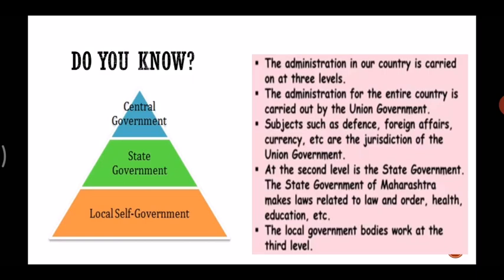The administration for the entire country is carried out by the union government. Union means entire country. Subjects such as defense, foreign affairs, currency, etc. are the jurisdiction of the union government. Then at the second level, that is the state government. The state government of Maharashtra makes laws related to law and order, health, education, etc. So each government has different types of works to be done to solve the problems of the people. And the last is the local government body. It works at the third level. Each government has to do their work related to their subjects.